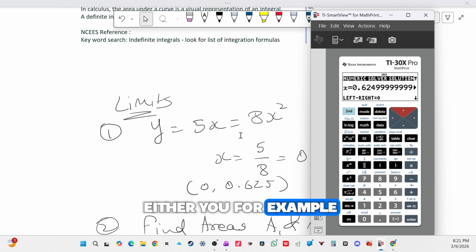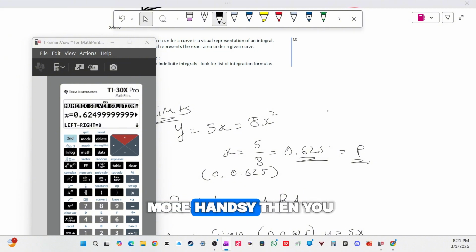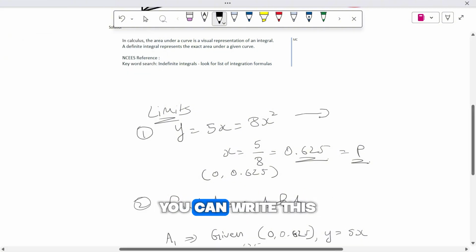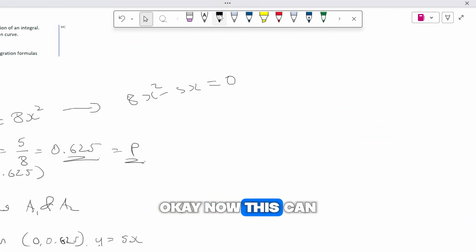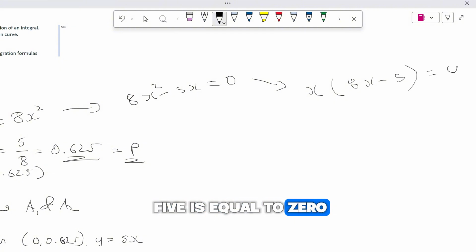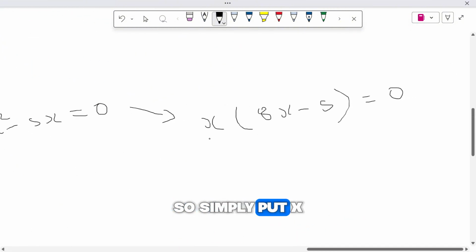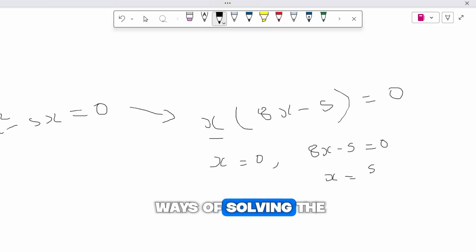For example, the other way you can understand these limits is, if you are a little bit more hands-on, then you can write this equation as 8x square minus 5x is equal to 0. Now this can be rewritten as x into 8x minus 5 is equal to 0. So simply put, x is equal to 0 and 8x minus 5 is equal to 0. There are many different ways of solving the same thing.